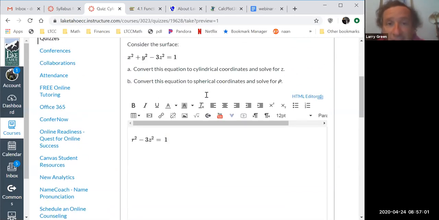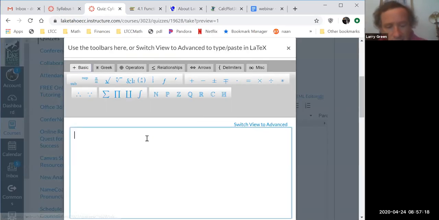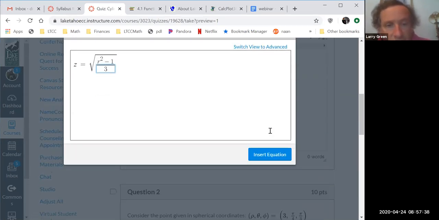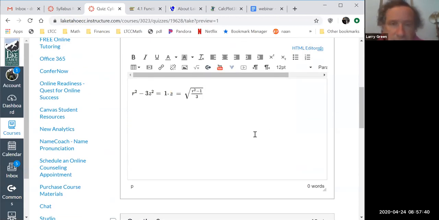Okay, now I did ask you to convert it and then solve for z, but that's not that hard. I can add 3z squared to both sides, subtract 1, divide by 3 and take a square root. And what I get is that z equals the square root of the fraction, and it's going to be r squared minus 1 over 3. Any questions?